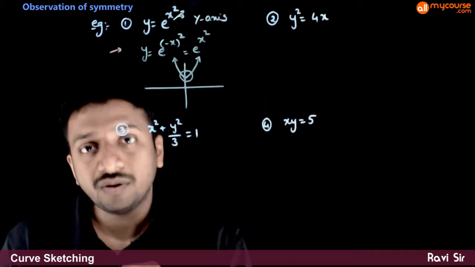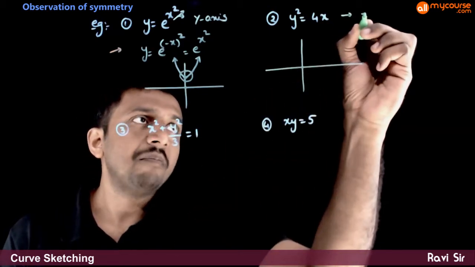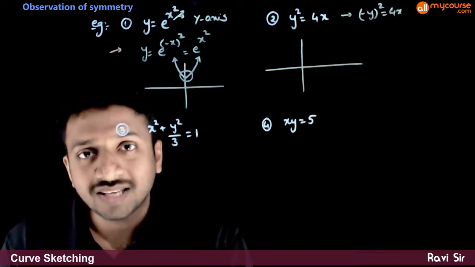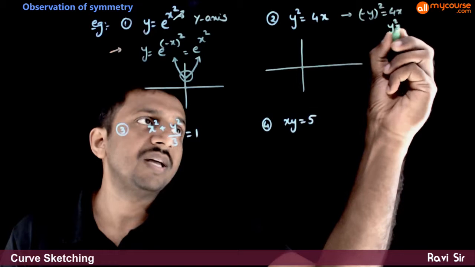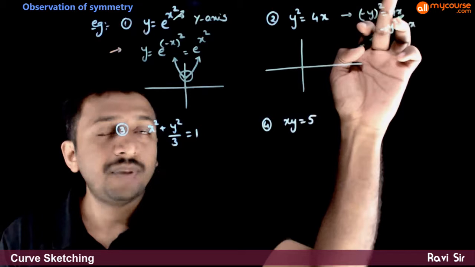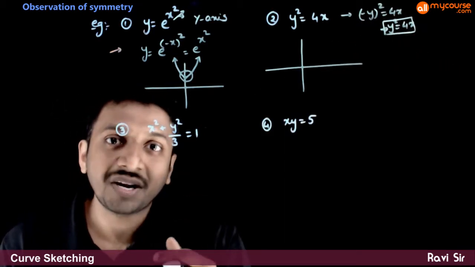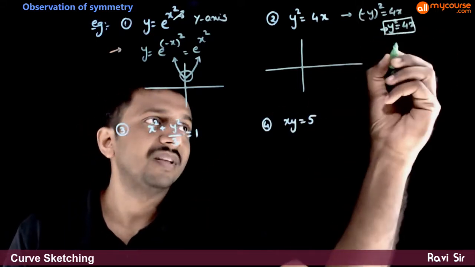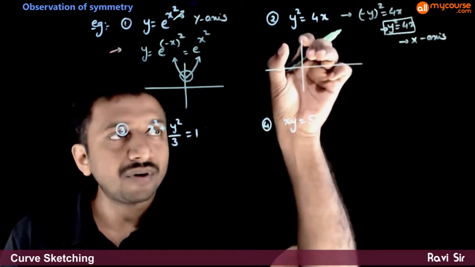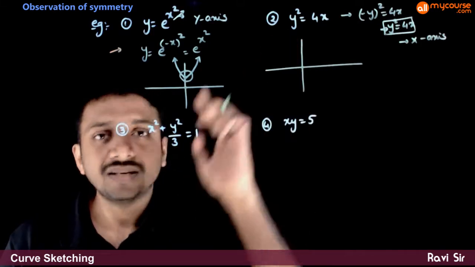So y square is equal to 4x. If you put minus y in the place of y, minus y whole square is same as y square. So y square is equal to 4x. If you put minus y in the place of y, the curve is not changing. That means the curve is symmetric about x-axis. So if you draw the curve on one side of x-axis, the other side can be filled out. So y square is equal to 4x.